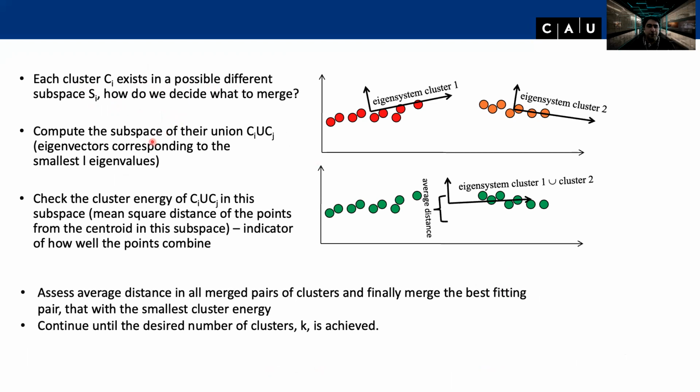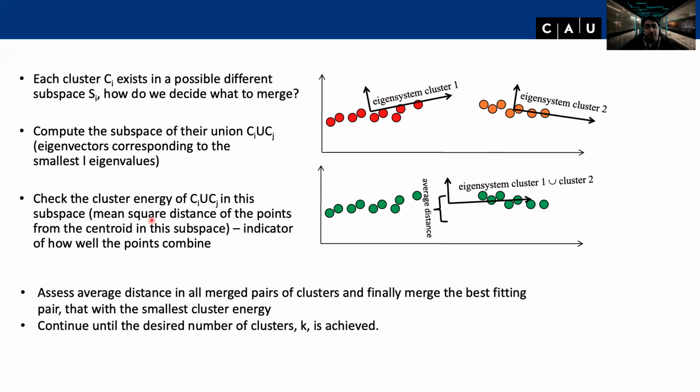For this purpose, we compute the subspace of the union. So let's say we have here this subspace, eigensystem 1, and we have here this eigensystem 2. Subspace 1, subspace 2. We compute the union, so the union of both, now in green, would be this here. So these two arrows, these spanning eigenvectors, have emerged from the union of the eigenvectors from cluster 2 and cluster 1.